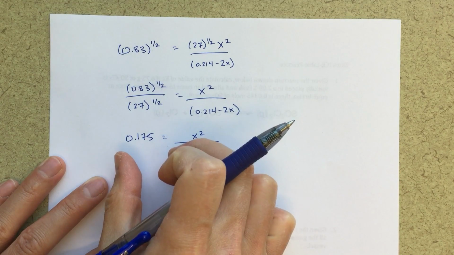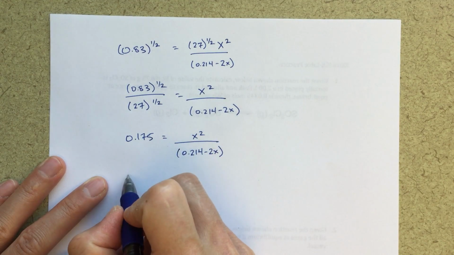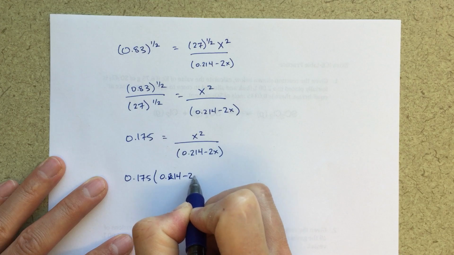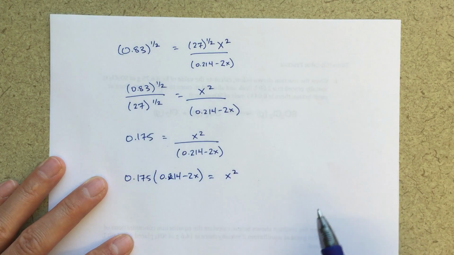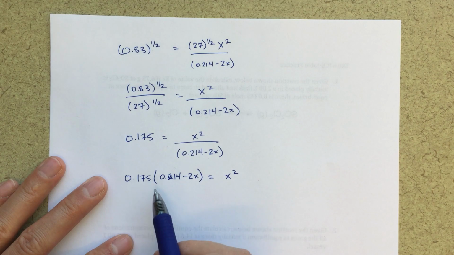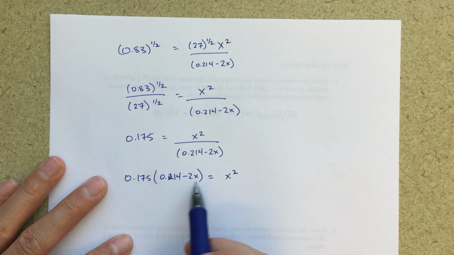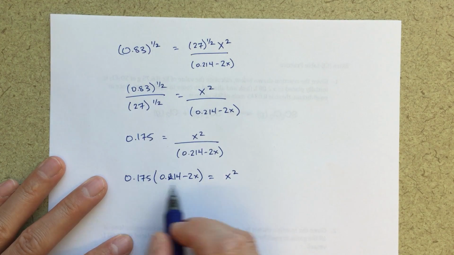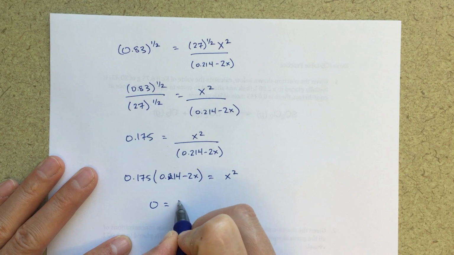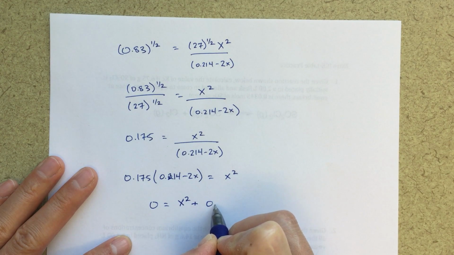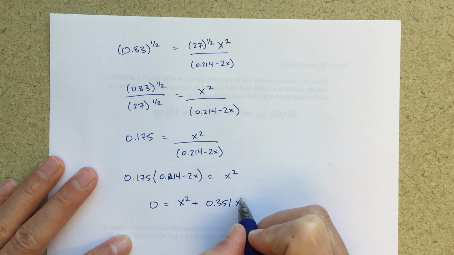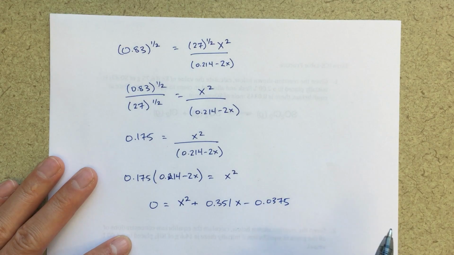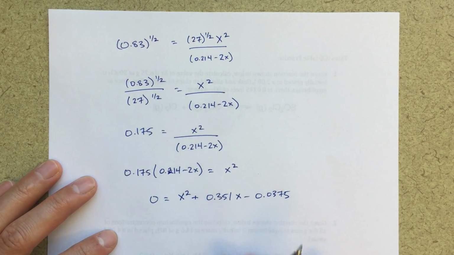And then what I do is bring this piece up, and bring this piece over here, 0.175, 0.214 minus 2x. A lot of math here, a lot of writing everything out, equals x squared. The last step I skipped ahead here, but I'm going to multiply this out and then bring everything back over to this other side just so I have this x squared over here. So all of this again would simplify to 0 equals x squared plus 0.351 times x minus 0.0375. So this gets me ready to use the quadratic formula to solve this.